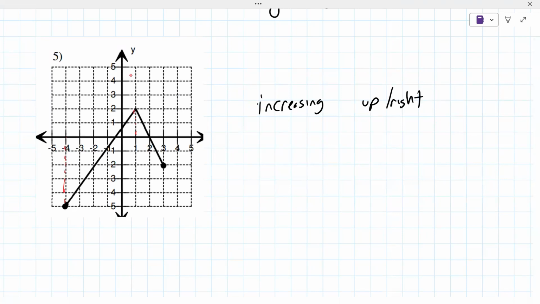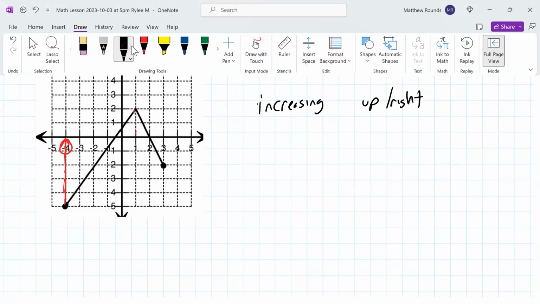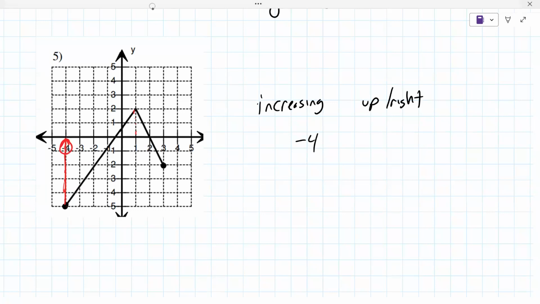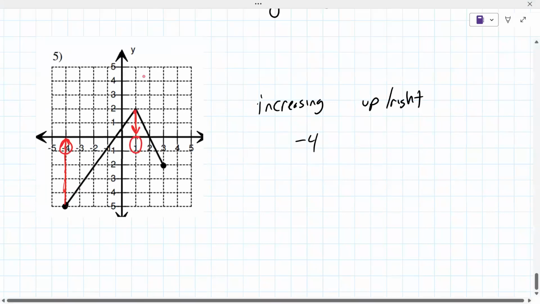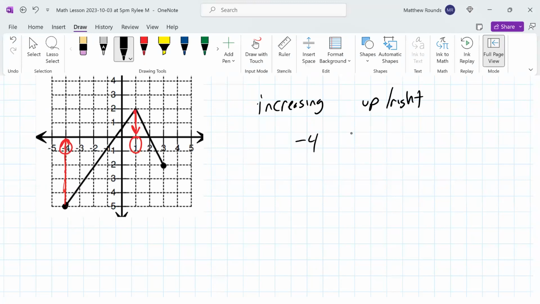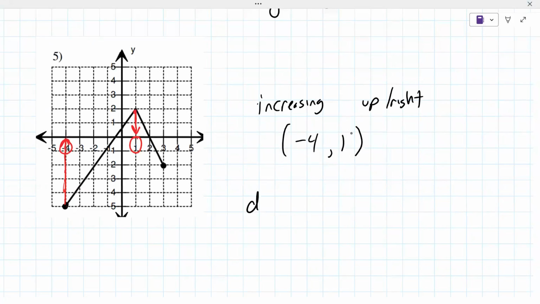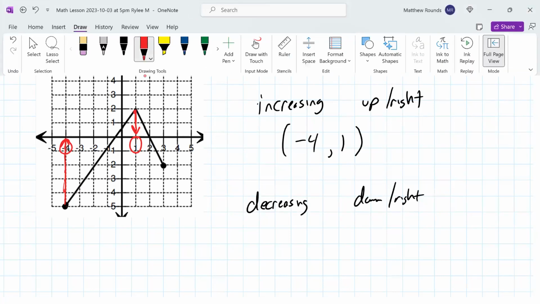The x values. What's the smallest x value where it's increasing? What's the x value there? -4. Okay. And then what's the next x value? Negative, +1. Now it's decreasing if it's going down and to the right. And again, it's the x value. So what is the leftmost x value where it's decreasing?